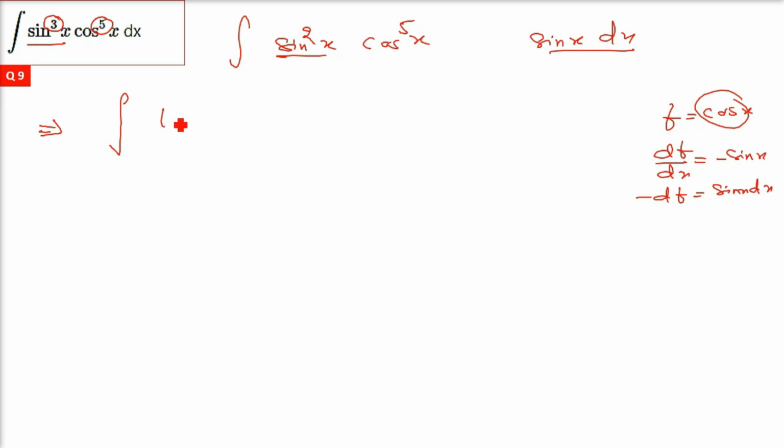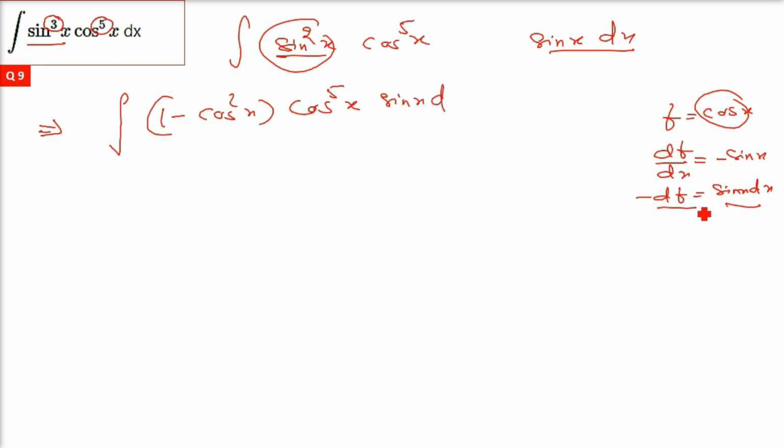Sin square x is 1 minus cos square x. So 1 minus cos square x you can write. This cos 5x will remain like that because we are going to write it as t raised 5. Sin x dx will be negative dt. Now let's replace cos x by t wherever we have, and sin x dx as negative dt wherever we have. Negative outside, dt for sin x dx. 1 minus cos square x will be 1 minus t square. Cos raised 5x will be t raised 5.